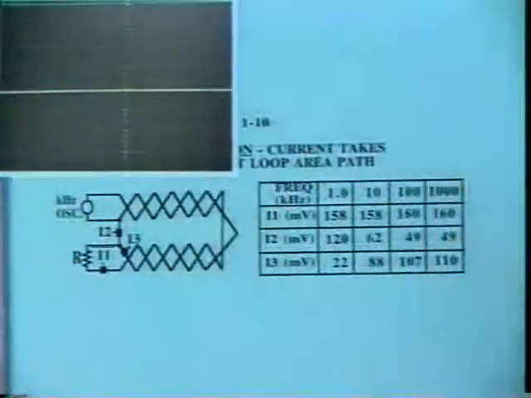What we're finding here is something that's very simple. Current takes the path of least impedance, not least resistance, at least not normally. Now, what determines the path of least impedance? That depends on the frequency.